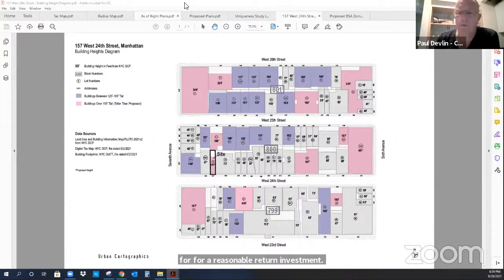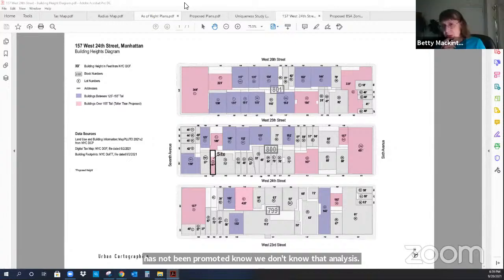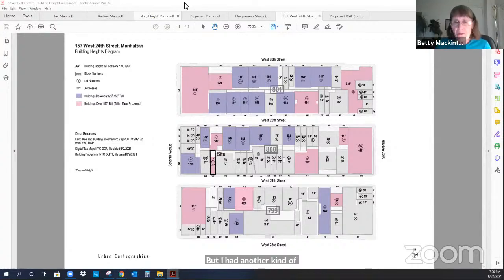That has not been provided. No, we don't know that analysis. I mean, that would be up to the applicant. But I had another kind of design issue to raise.